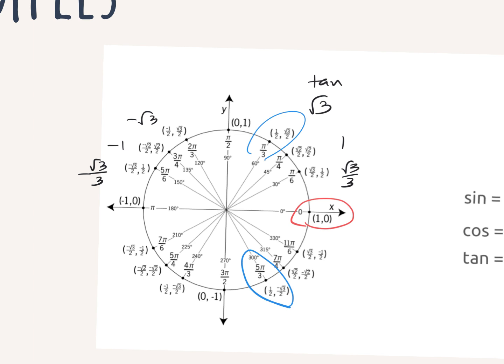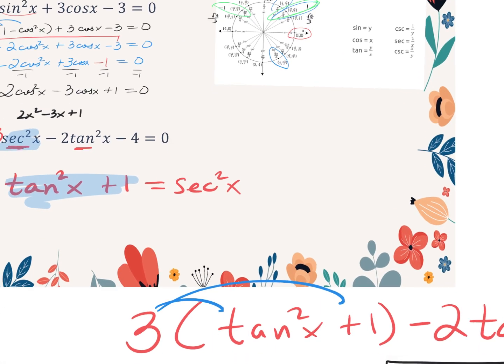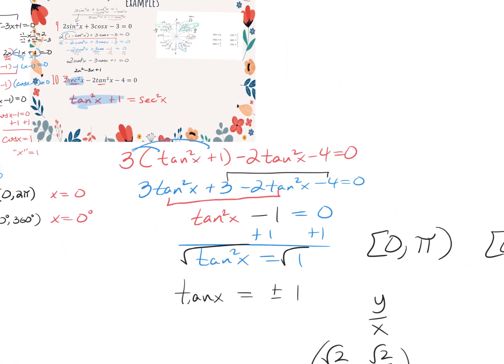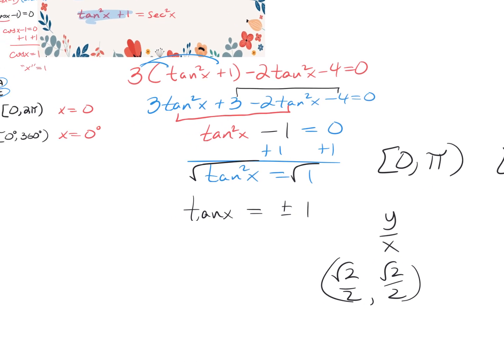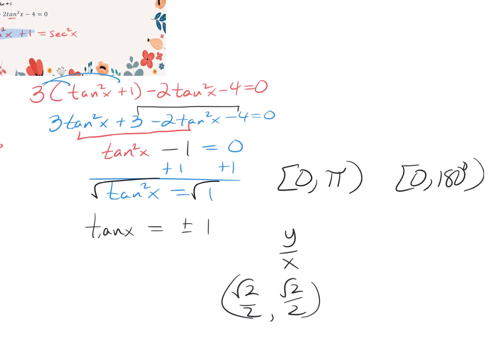So again, I was looking for this. Let me do a different color. I was looking for where tangent equals 1 and negative 1. So pi over 4 and 3 pi over 4 in radians, or 45 and 135 in degrees. Go ahead and write that down. So my two answers in radians would be pi over 4 and 3 pi over 4.